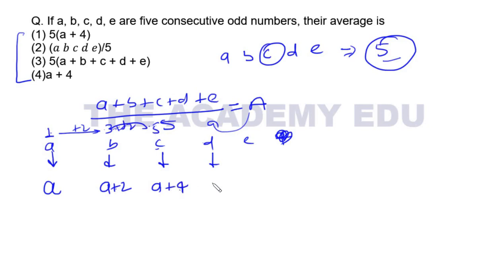So similarly, A plus 4 plus 2, I will get A plus 6. And what is E? A plus 8. So these are the 5 consecutive odd numbers. So I need to find the average. So average is what? Sum of these numbers.